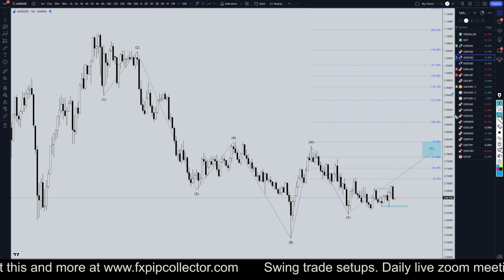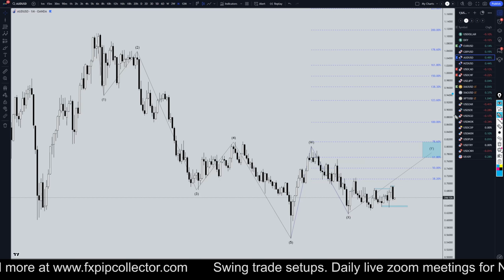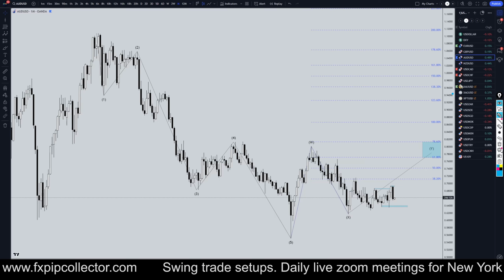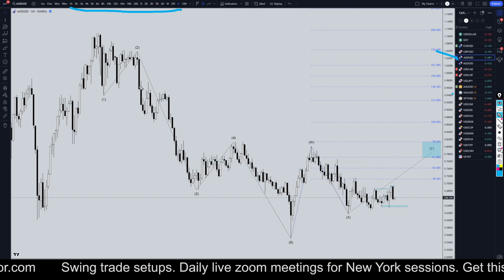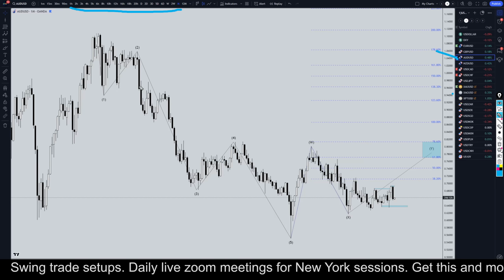Today is Tuesday, November 5th, and this is my analysis of the Aussie dollar, starting on the monthly, working my way all the way down to the 1 hour time frame for the full top-down analysis.